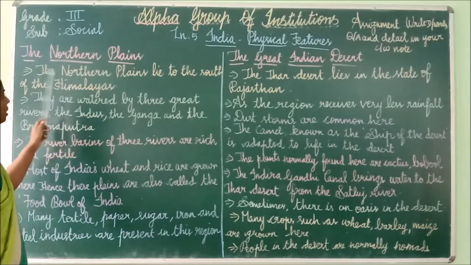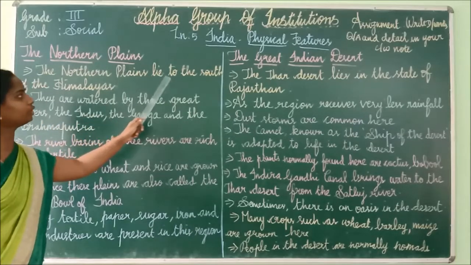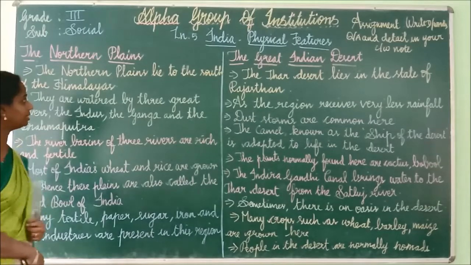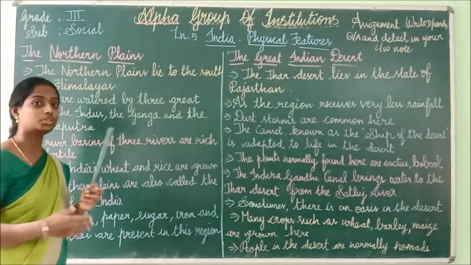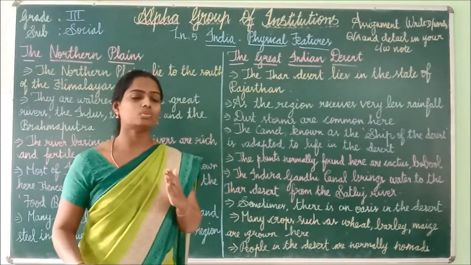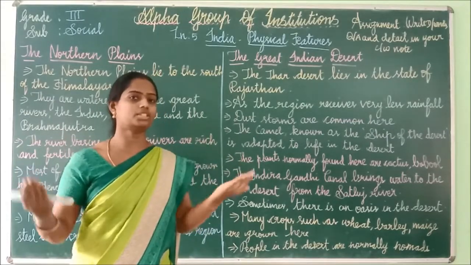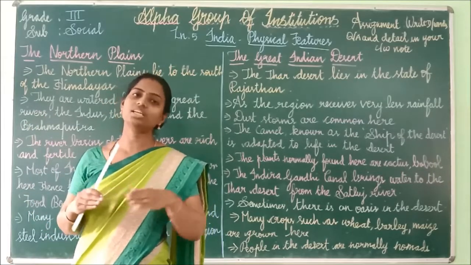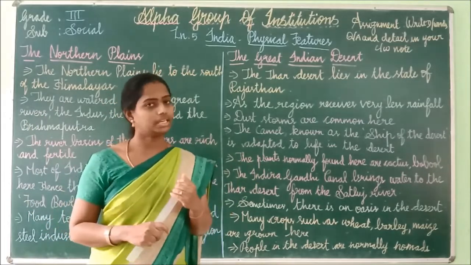Okay, the northern plains lie to the south of the Himalayas. What they say, children, the northern plains lie to the southern side of the Himalayas. Okay, it lies to the south side. There are many such Himalayas, isn't it? So these northern plains lie to the southern side of the Himalayas.